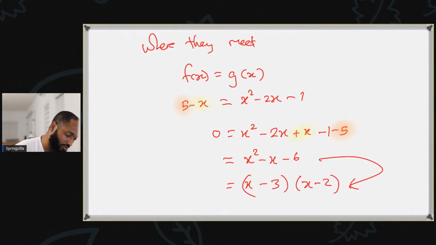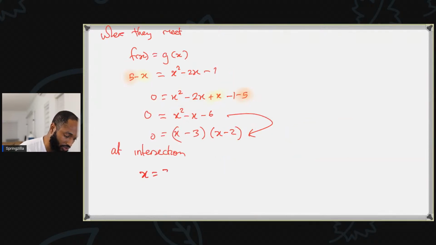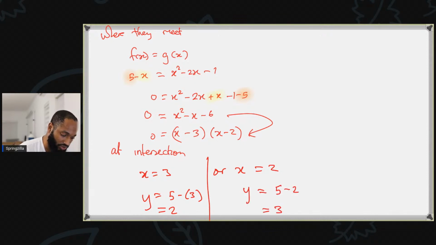So at intersection, this is equal to 0, right? So at the intersection, we have two values of x. We have x is equal to 3 or x is equal to 2. And when x is equal to 3, y would be equal to 5 minus 3, which is equal to 2. And when x is equal to 2, the y coordinate will be 5 minus 2, which is equal to 3. What a weird thing.